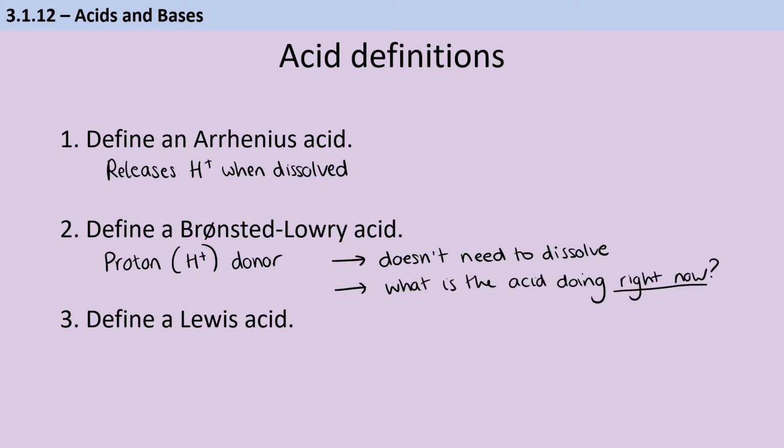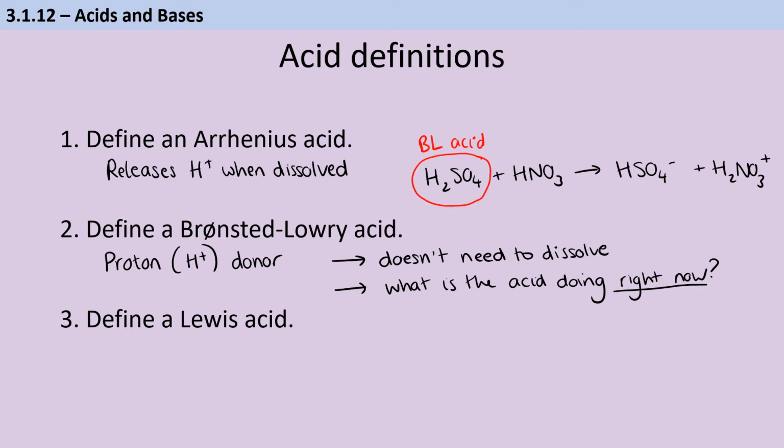To make this a little bit clearer, you can think about the reaction of sulfuric acid with nitric acid. Now, both of those, according to the Arrhenius definition, are strong acids. They both dissolve in water and they dissociate to release hydrogen ions. But when we look at the reaction of the two of them together, we can see that it's the sulfuric acid which donates protons to the nitric acid. So here it's the sulfuric acid which is functioning as a Bronsted-Lowry acid, and actually the nitric acid, despite from an Arrhenius point of view being an acid, here it's actually functioning as a base.